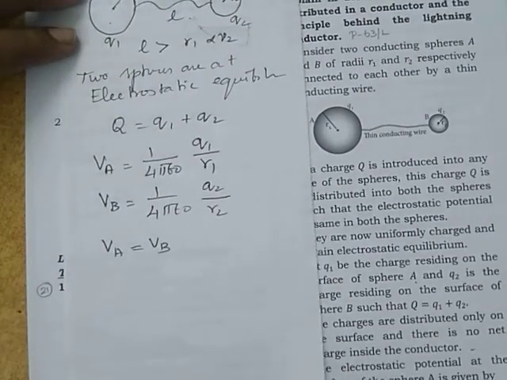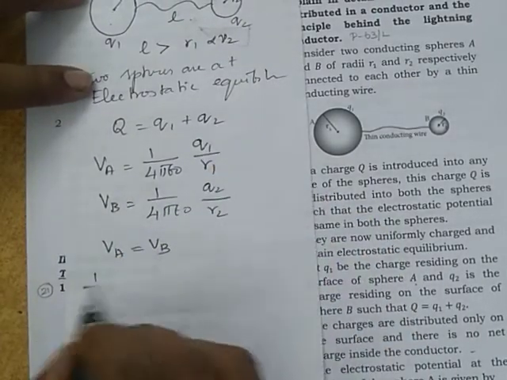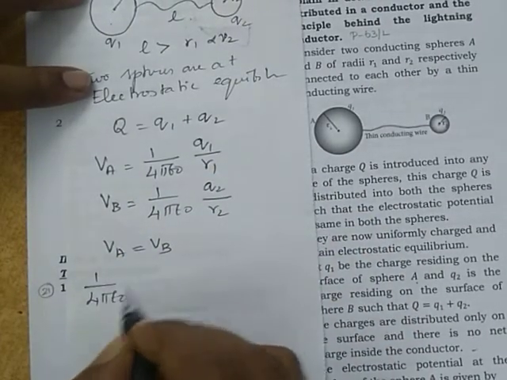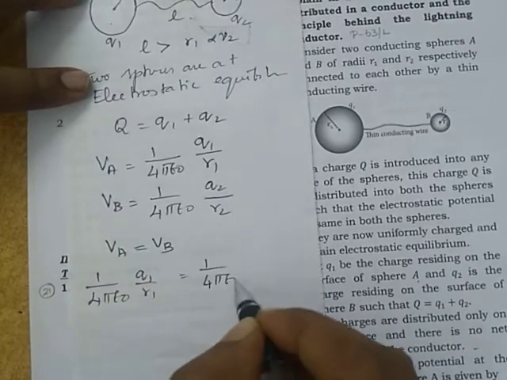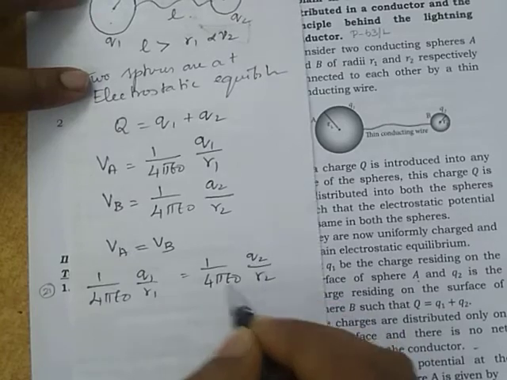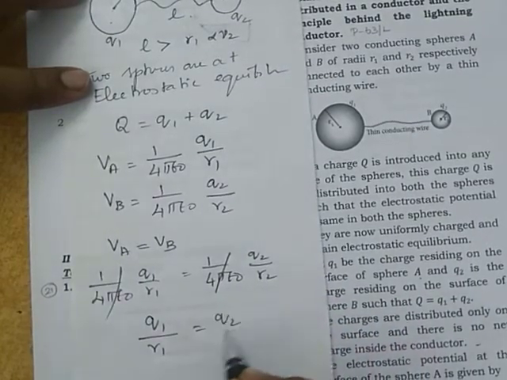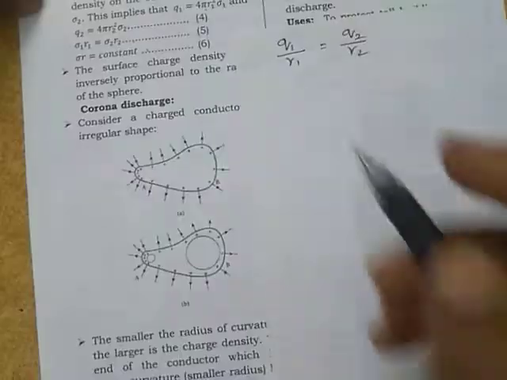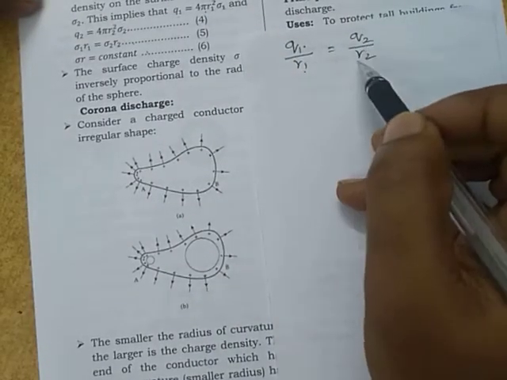Potential is the same. Then substituting this, we get 1 by 4 pi epsilon naught Q1 by R1 is equal to 1 by 4 pi epsilon naught Q2 by R2. Cancelling this, we get Q1 by R1 is equal to Q2 by R2. This is a valid expression. We have Q1 by R1 is equal to Q2 by R2.